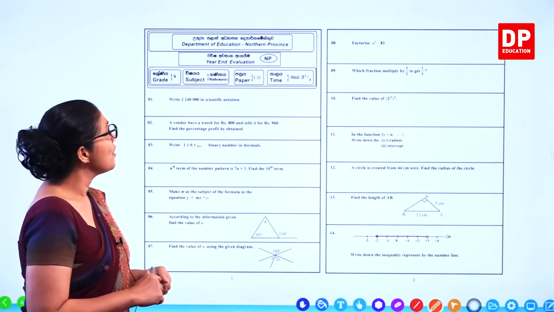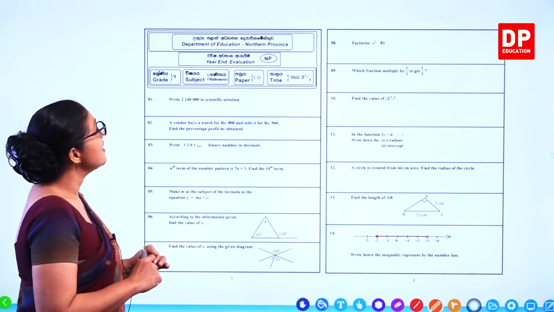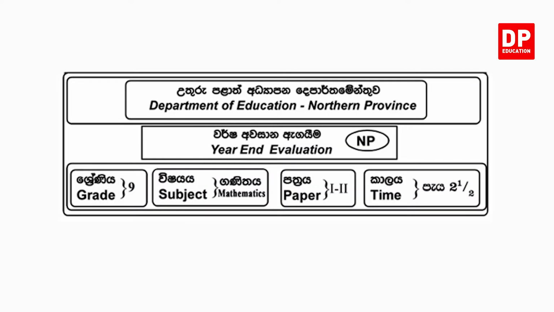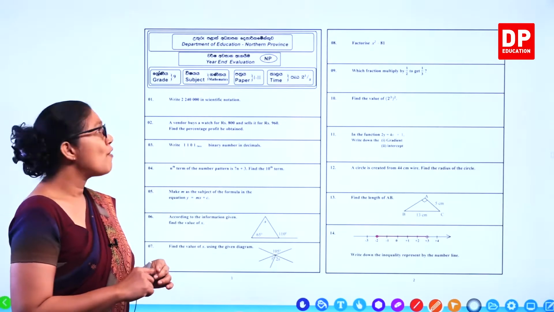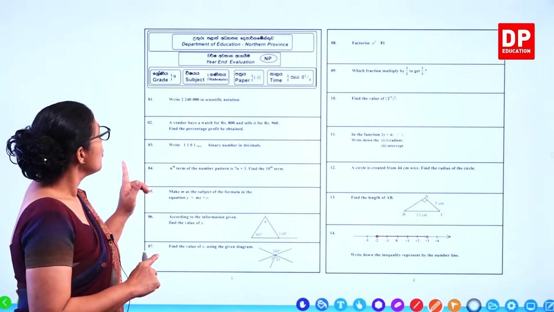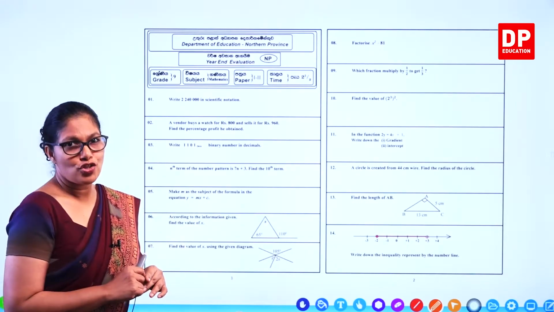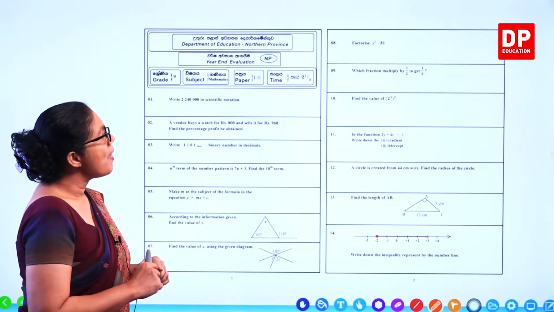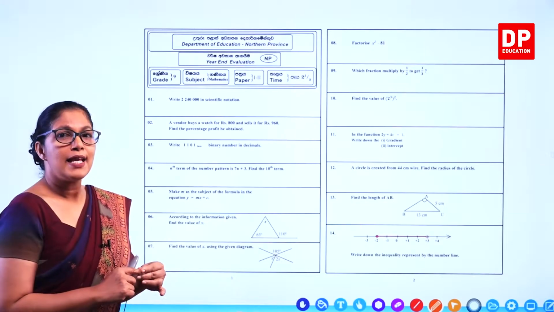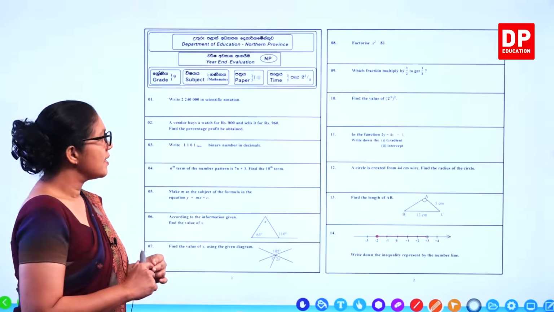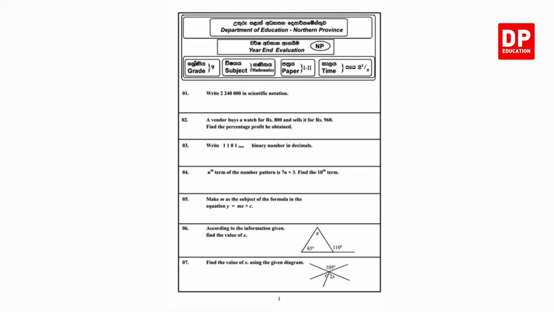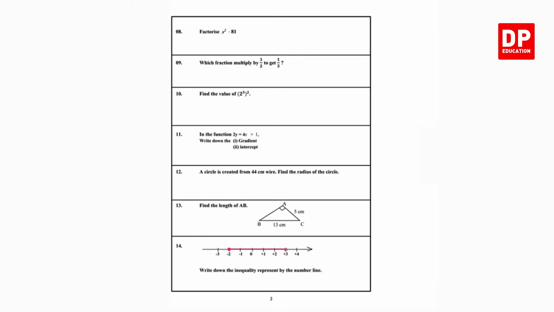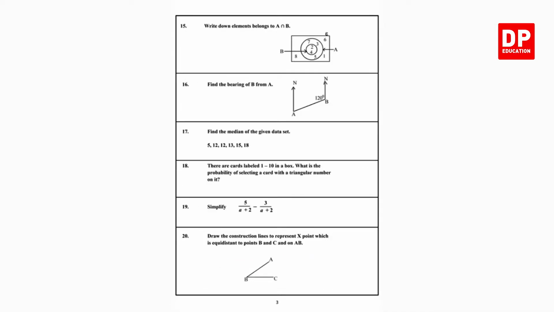Hello students, today I am going to do the grade 9 year-end evaluation Northern Province paper. This is a 2.5 hours paper. You get 20 short questions, each question worth 2 marks. In the first page you get questions 1 to 7, the next one 8 to 14, and the next page questions 15 to 20.